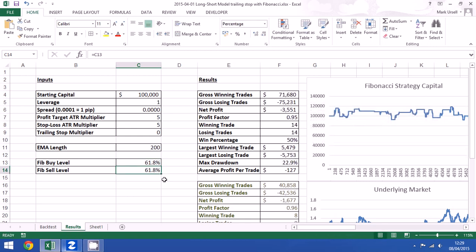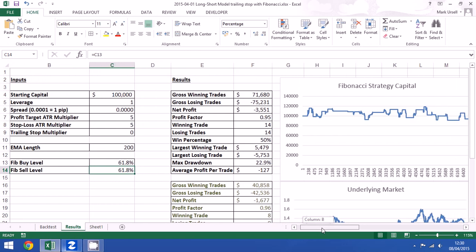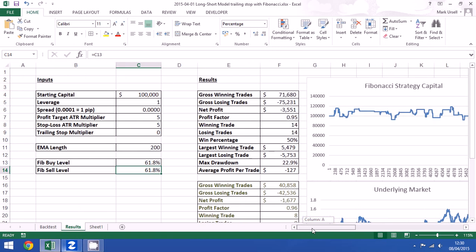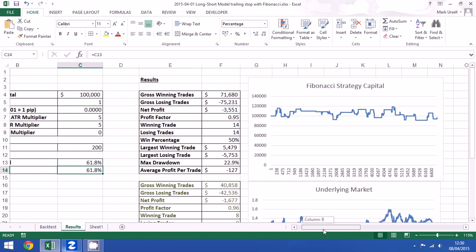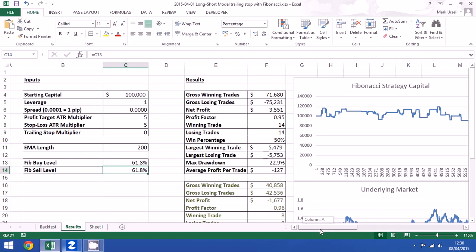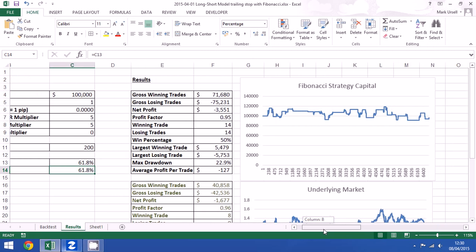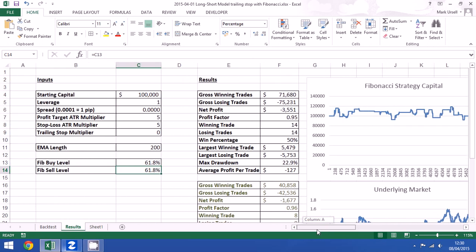Final level I'm going to test today is the 61.8% level. Now, using these profit targets and stop losses, we can see that we're getting a much lower net profit and profit factor. In fact, over this time we have a negative expectation.